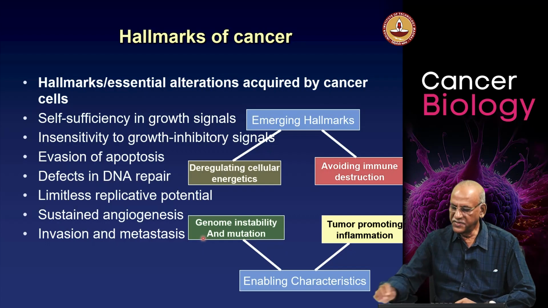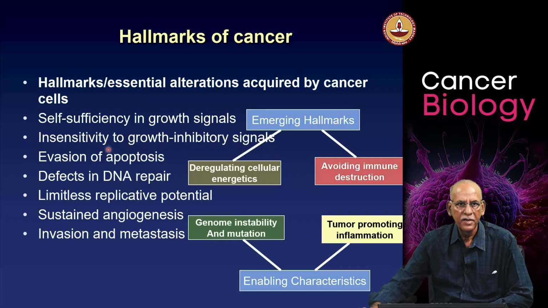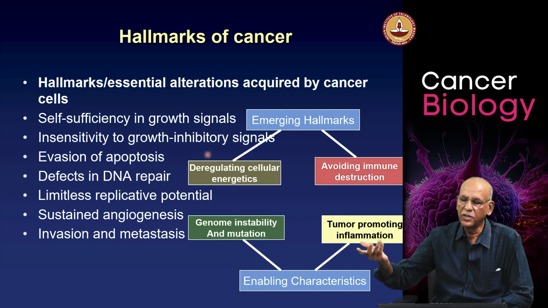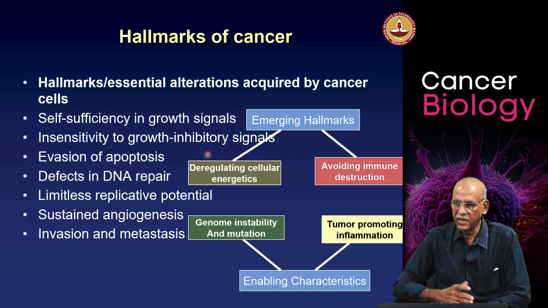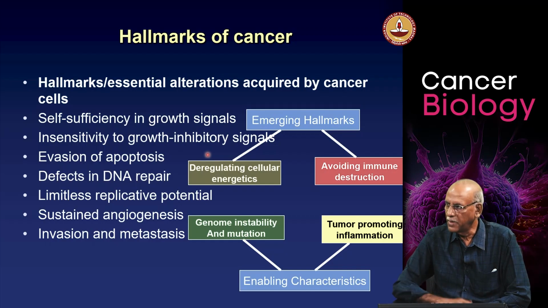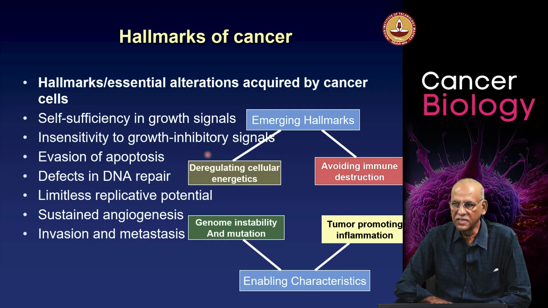Another interesting feature is the second one, insensitivity to growth inhibitory signals. There are many growth inhibitory signals. For example, transforming growth factor beta signaling is an inhibitory signal actually. So, it is an inhibitory signaling pathway. Normal cells will obey that, but cancer cells will not obey that. So, they are not sensitive to growth inhibition.